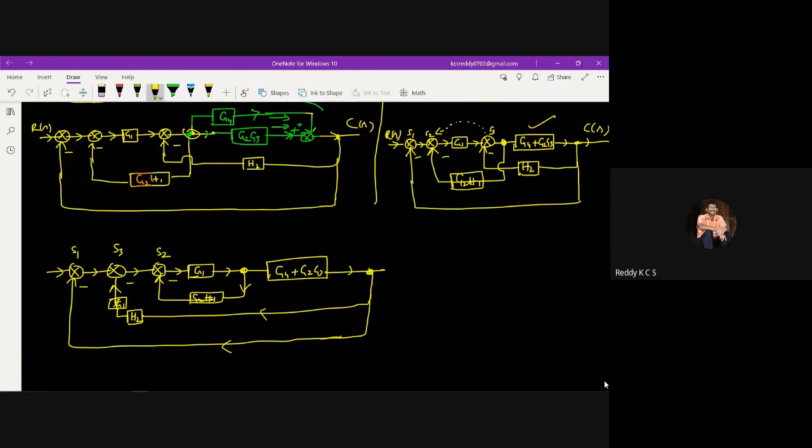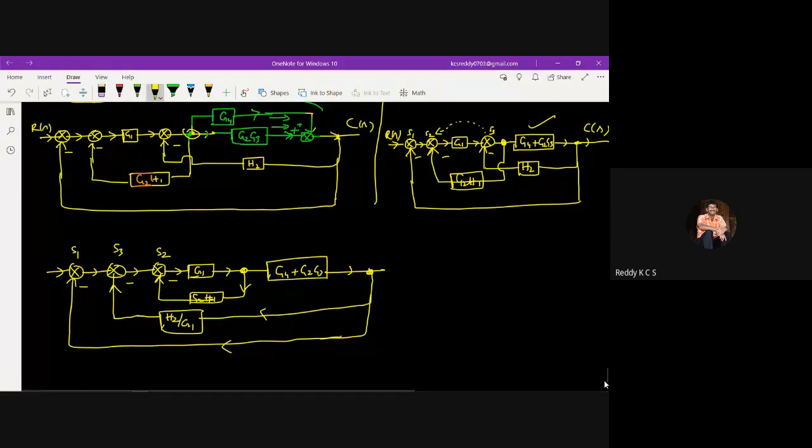So here 1 by G1 into H2, both are in series. So I can directly write 1 by G1 into H2 in a single block, that is H2 by G1. H2 by G1 I can write here in a single block.